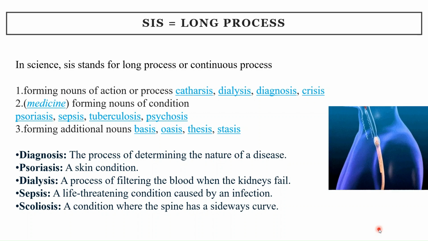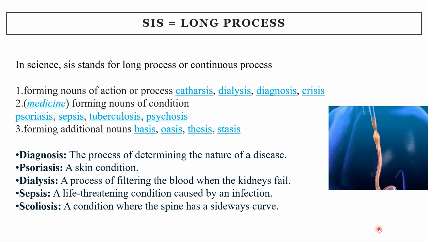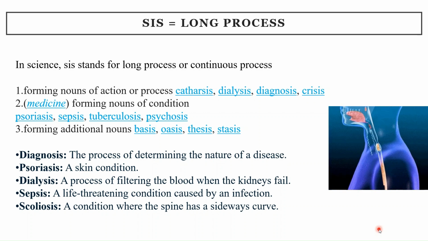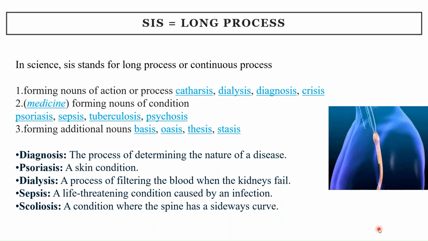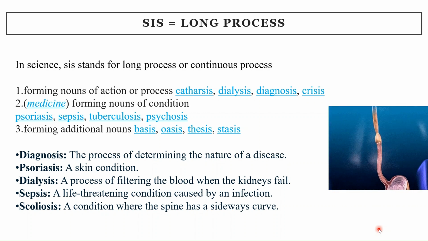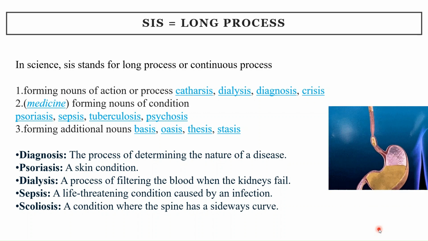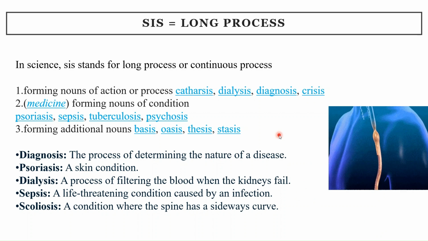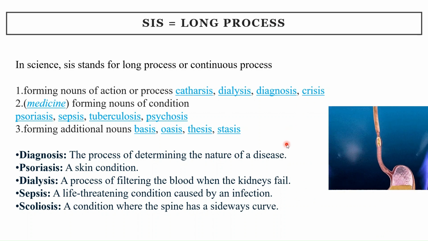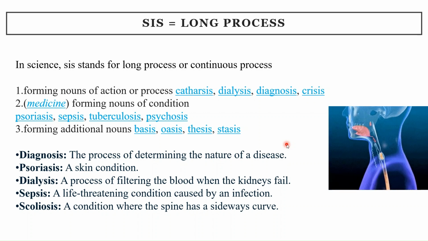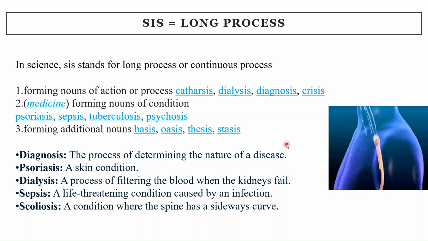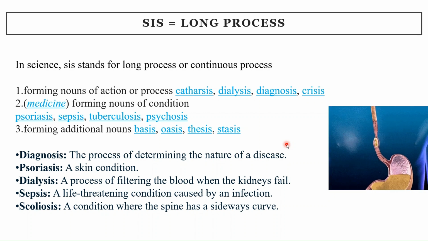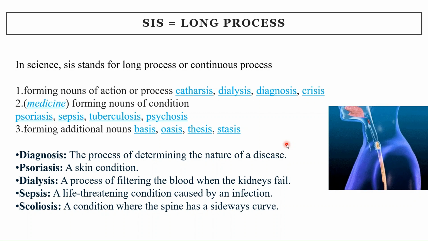Generally, the words we should know are: diagnosis, a procedure of analyzing the disease condition. Psoriasis, a long-term disorder of the skin. Dialysis, a filtering process of blood when your kidney fails. And sepsis, a life-threatening condition caused by bacteria in your blood. So any scientific word having sis in it indicates a long process. Osmosis, right? All these words carry the meaning of a long process.